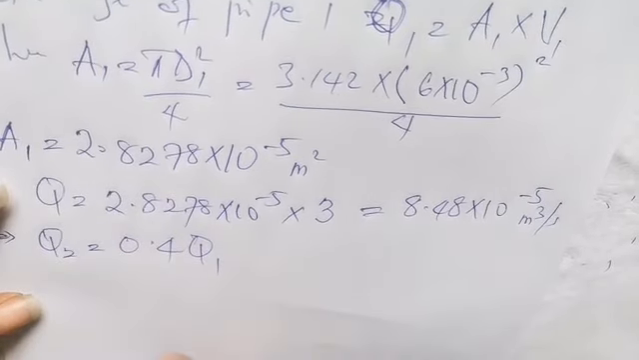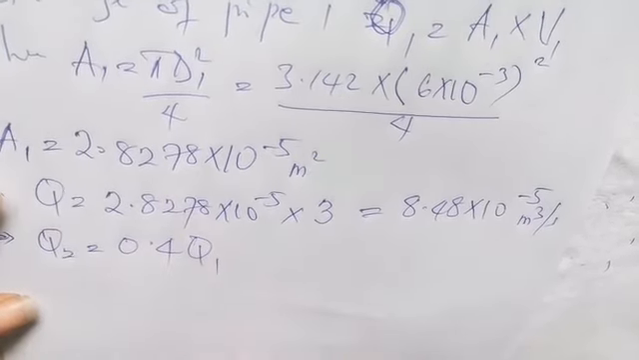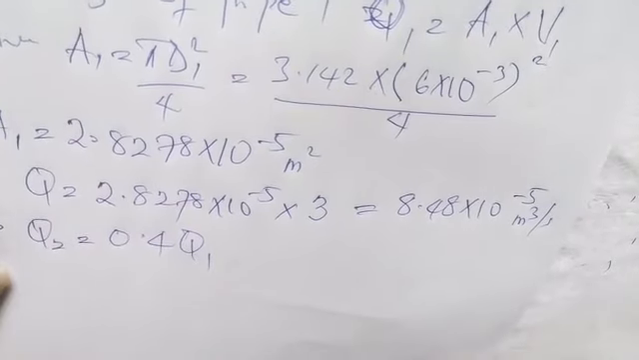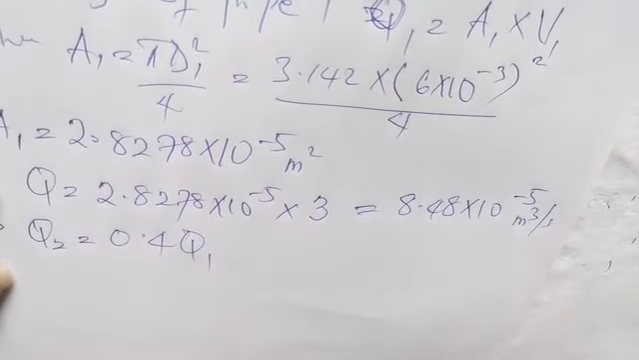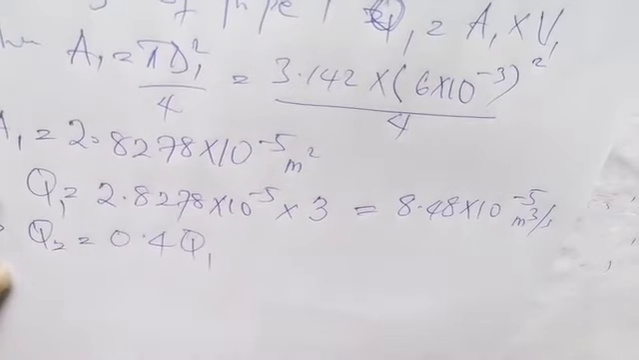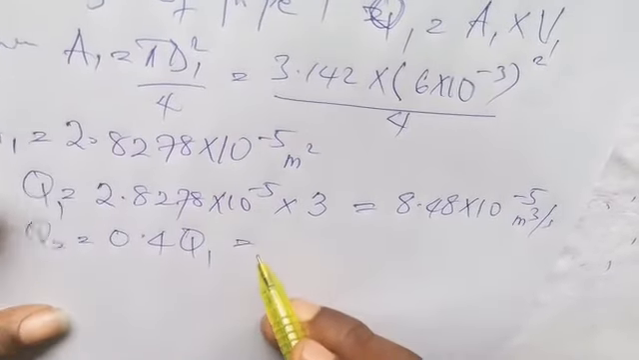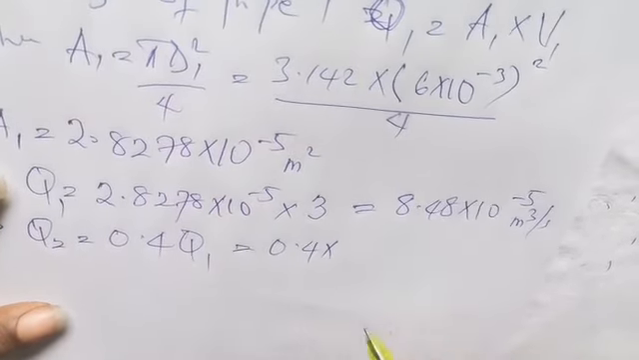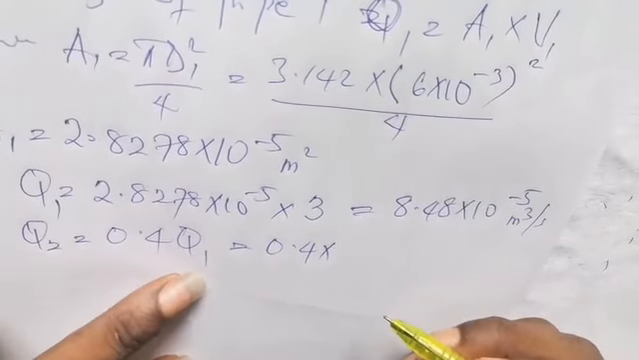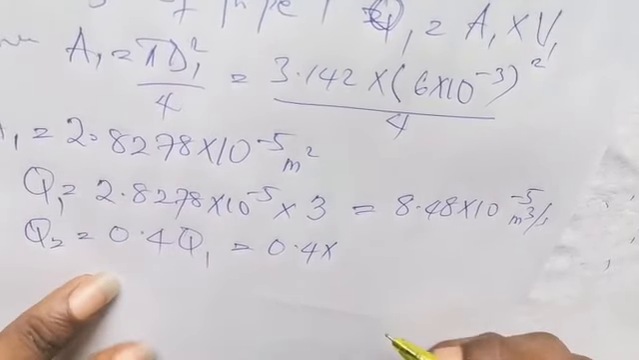So it means Q2 becomes 0.4 Q1, because from the condition it was stated that Q2 has 40% of the discharge, and the discharge is Q1, which we found here. This implies now that Q2 becomes 0.4 times Q1. Remember 40%, so you divide 40 by 100, you have 0.4.